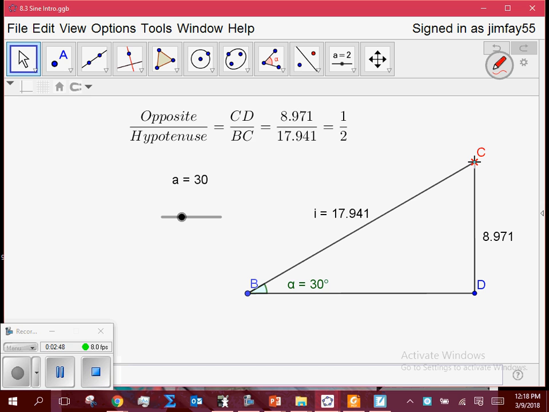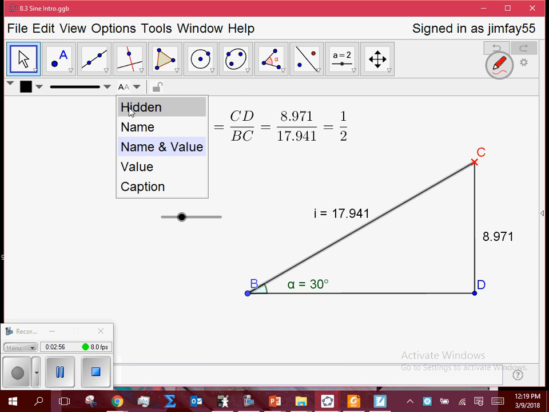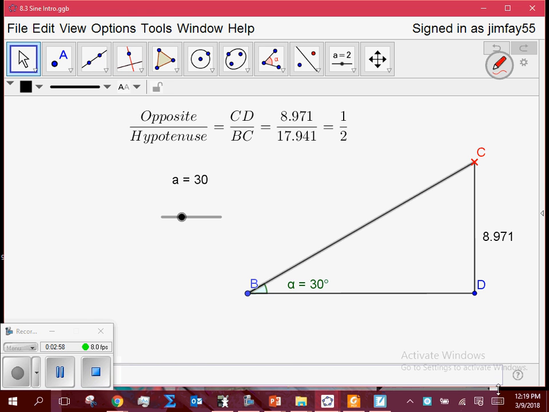That's a very, very useful thing for us. If I don't know that hypotenuse, let's hide that. I don't know the hypotenuse, but I know that there's a 30-degree angle in it, and the opposite side and the hypotenuse always relate to one another in a 1 to 2 relationship. Can't I take that 8.971 number, double it, and now get the hypotenuse? That makes sense, everybody? Okay.